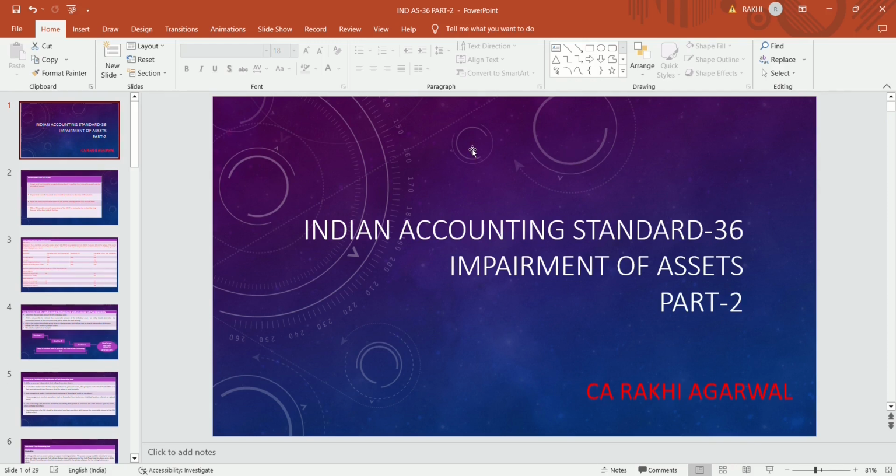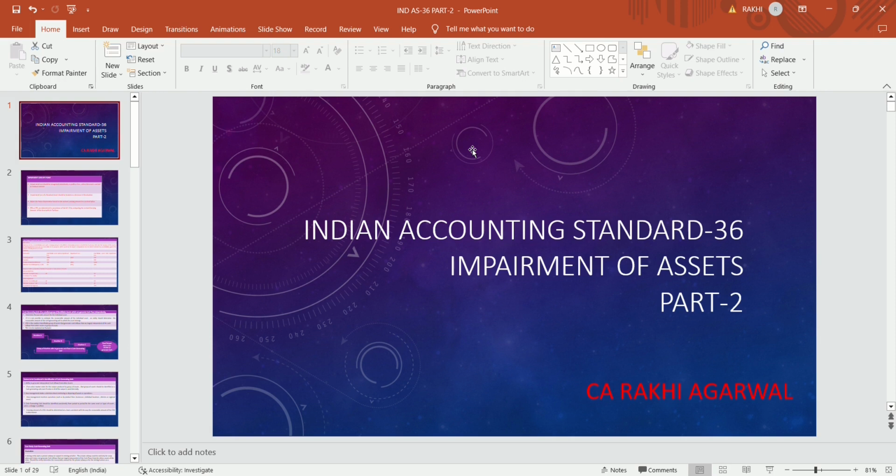Today's topic is related to impairment of assets, that is Ind AS, Indian Accounting Standard 36, Part 2. I discussed this standard in Part 1, where I discussed the objective of this standard, the scope of this standard, what we mean by impairment loss, what we mean by recoverable amount, how we will calculate the recoverable amount, how we will recognize the impairment loss, and what the measurement criteria are.